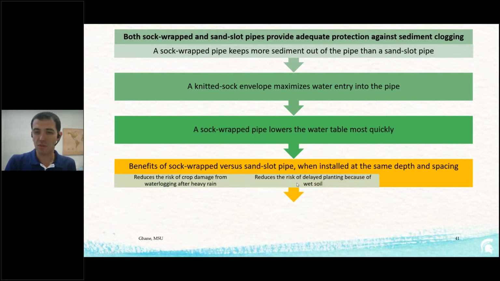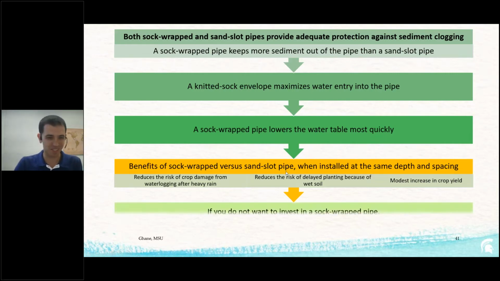It's going to reduce the risk of delayed planting because of wet soil, and we found that it's going to have a modest increase in crop yield. So that's why it's going to be complex. It's going to be site specific. If you ask me, is it going to be economical? The answer is it's going to be site specific.